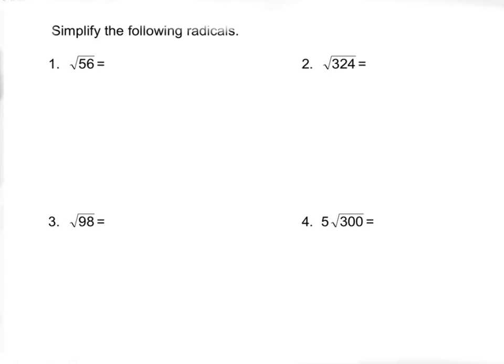Alright, in this section we're simplifying radicals. And what that means is we have something under a square root sign. A radical is just a square root symbol. And we have something under that square root symbol that we can't take a nice even square root of. So let's look at how to do this.